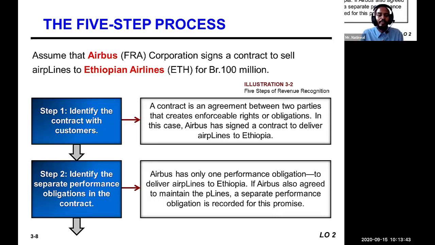If Airbus also agreed to maintain the plane, a separate performance obligation is recorded for that promise. A new obligation comes in. If there is a breakdown, or the plane is assembled in Ethiopia, who does the maintenance work? This is what we call a separate performance obligation.